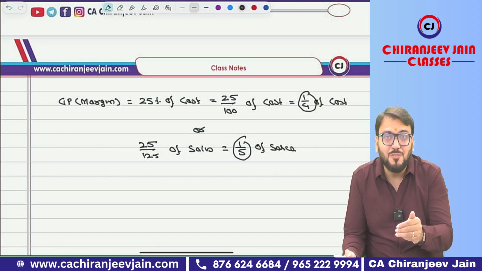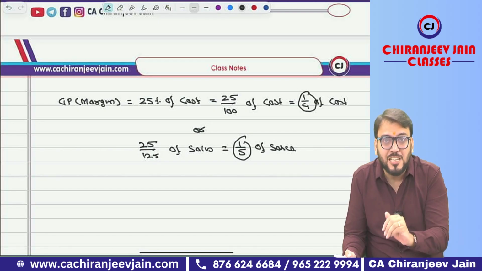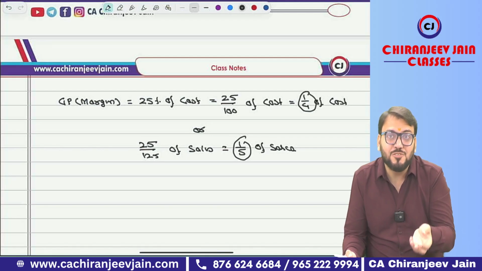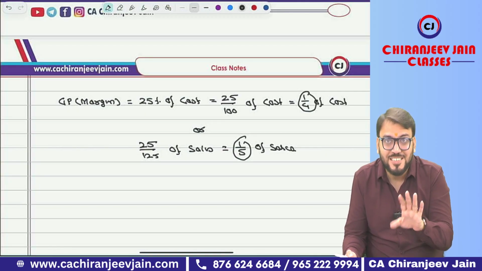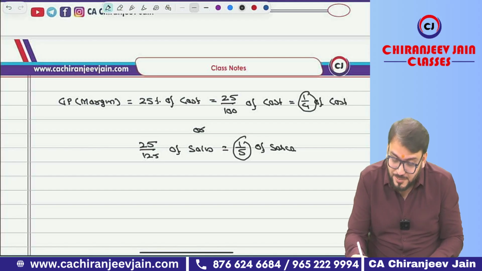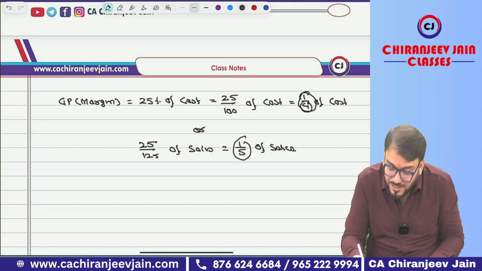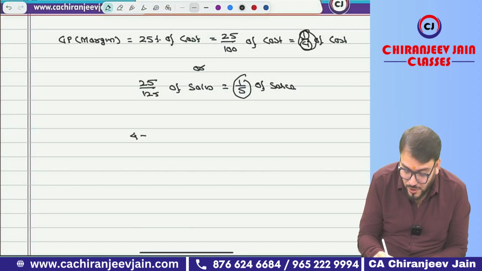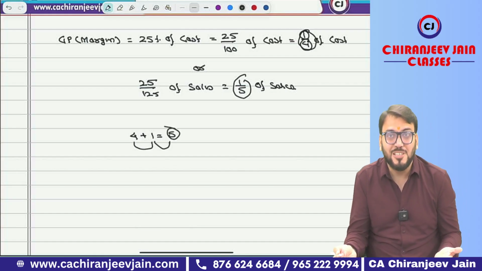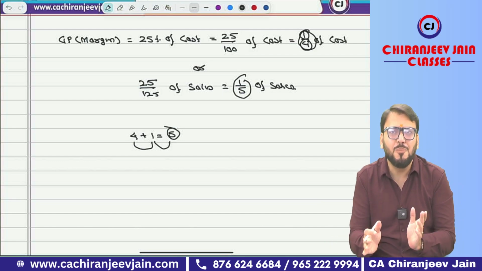So if they have given 1 by 4 of cost, you can convert it in terms of sales by taking it as 1 by 5 of sales. Means I can say in this way, 1 by 6 of cost will be 1 by 7 of sales. Correct now? 1 by 6 means here 6 is the cost price and 1 is the profit. Means simple what I am saying. If 4 is the cost price, 1 is the profit, so sale price is 5. So 1 by 4 of cost is equal to 1 by 5 of sales. Simple mathematics.